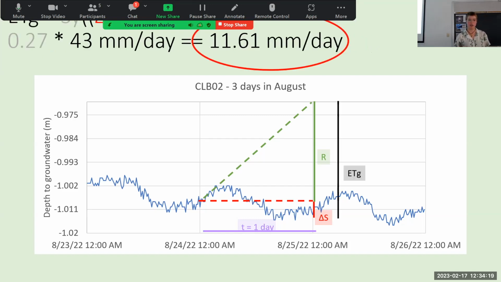And putting that all together, it's a little cut off, that's fine. You add the two up, and then 43 millimeters per day, but only a part of that volume is going to be used for the groundwater evapotranspiration component. So looking at the volume with the 0.27, taking that into account, the groundwater component of evapotranspiration comes out to around 11.6 millimeters per day.